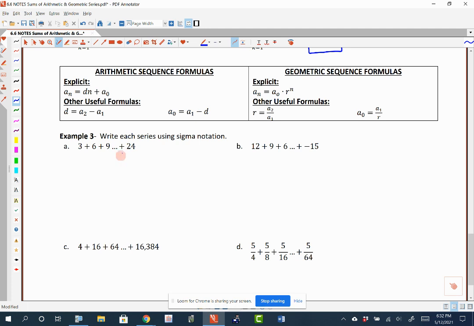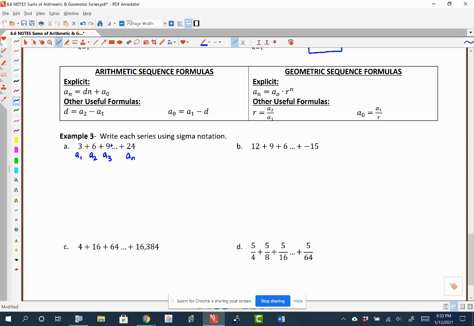So remember, in a sequence, as we're looking at example 3, this would be a sub 1, a sub 2, a sub 3. They always start with a sub 1. And technically, notice it says dot, dot, dot. There should be a plus right there. Dot, dot, dot plus 24. So I don't know what space or what item number this is, what number in the sequence, but I know it's the last term.